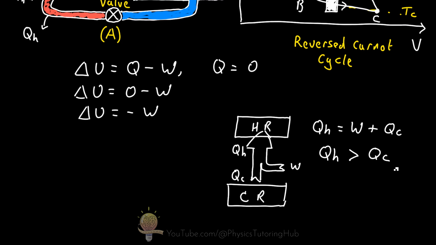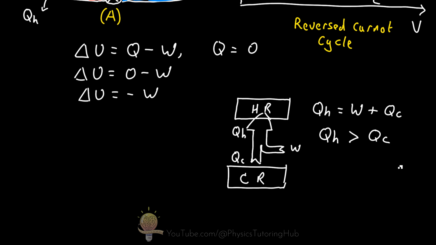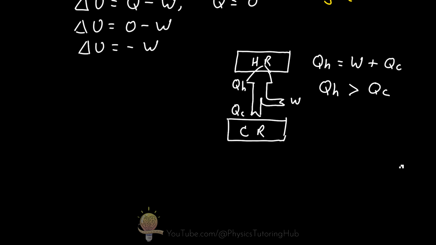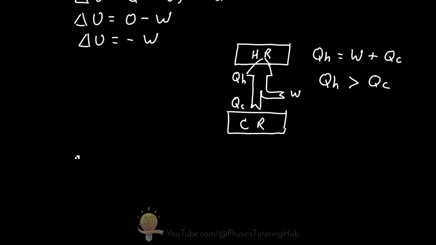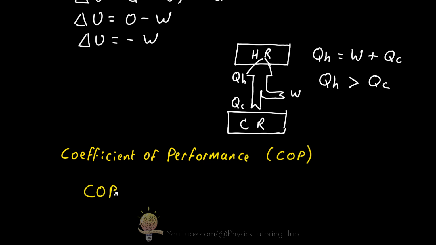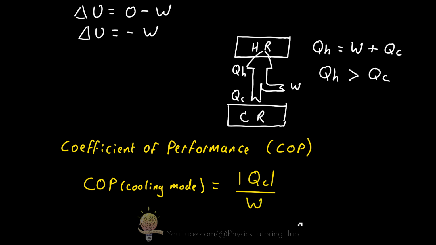Now, some heat pumps are more efficient than others, and more efficient heat pumps would use less work to remove the same amount of heat from the cold reservoir. But how can we measure this effectiveness? We can do this by measuring its coefficient of performance, or COP. And the COP is defined as the amount of heat pulled out of the cold reservoir divided by the amount of work it takes to do that.